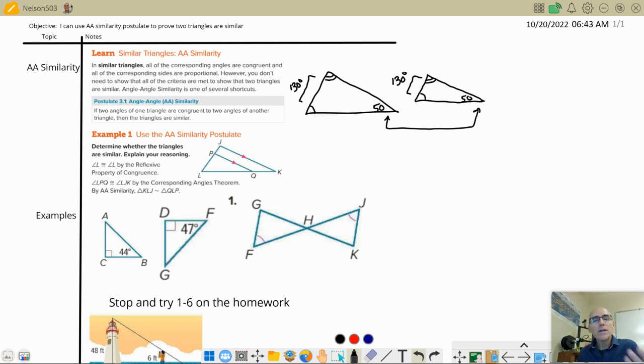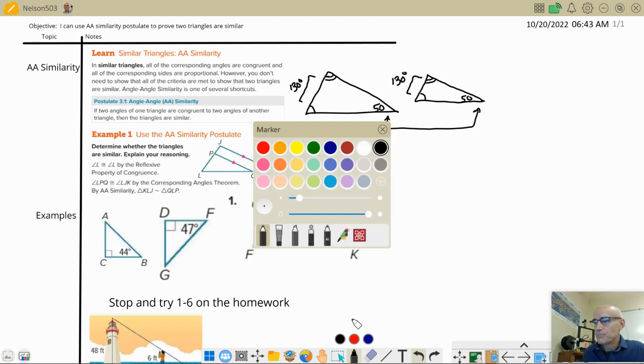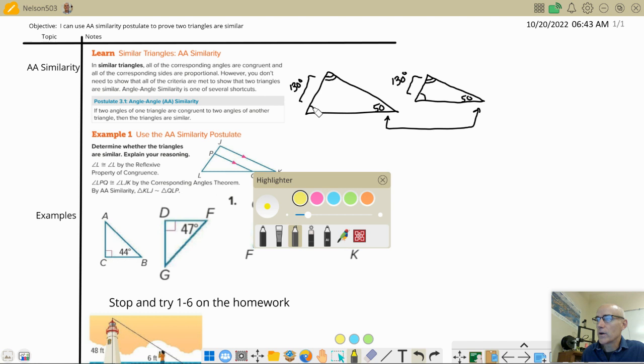And in similar figures, all corresponding angles are congruent to each other, right? And then all corresponding sides are in the same ratio. But we don't need to prove that on a triangle, that the corresponding sides are in the same ratio, because having three angles congruent to three other angles in two different triangles means the triangles have to be similar to each other. So it's our goal to identify the angles that are congruent.